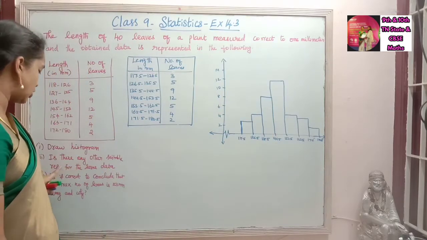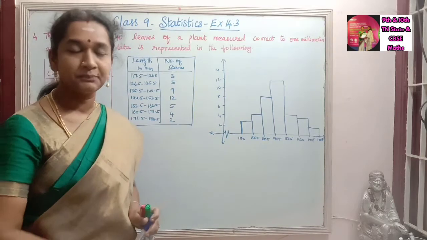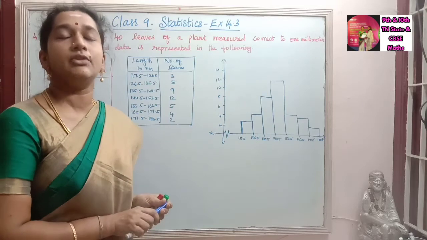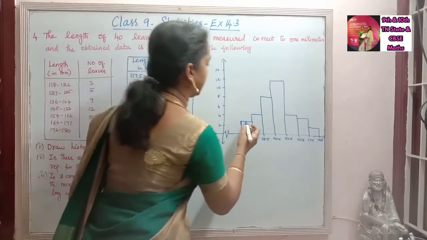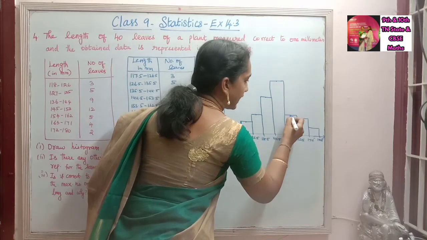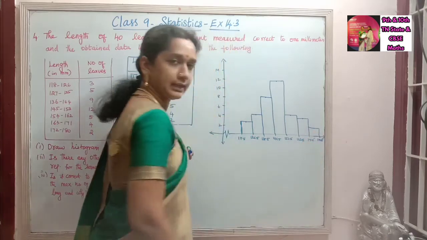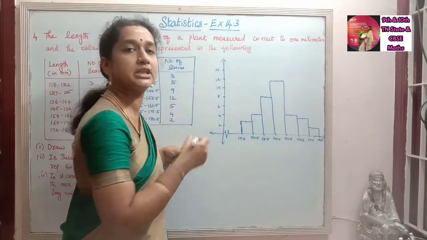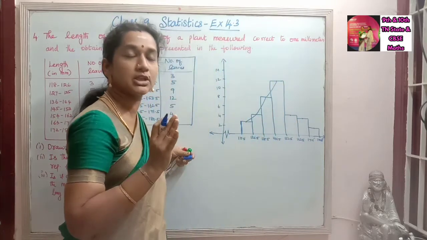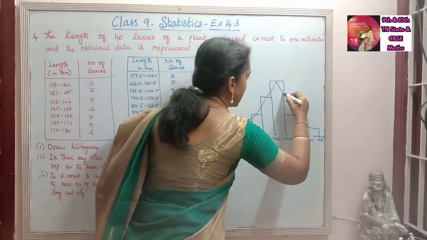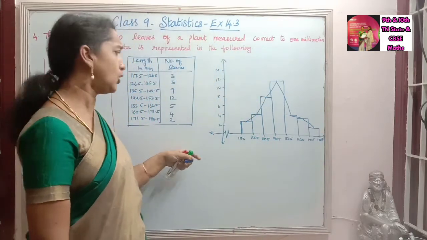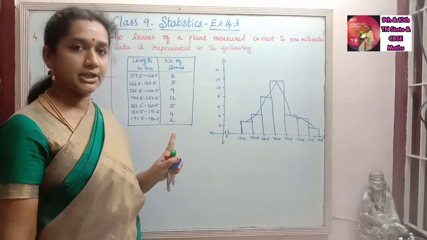Then, is there any other suitable representation for the same data? Yes. We can do a frequency polygon. For a frequency polygon, we connect all the midpoints of the rectangular bars. If we connect all the midpoints of the rectangular bars, that is called a frequency polygon, not frequency distribution table, frequency polygon. So if we connect everything like this, that is the other suitable representation for this.